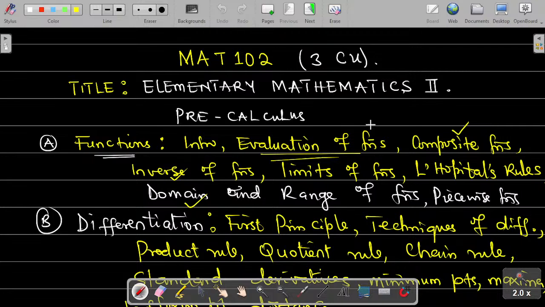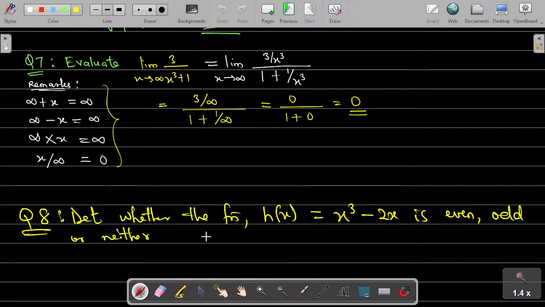Okay, so when it comes to, and I think that's another point you need to take care of, types of functions. So please take note of that, types of functions. So there you are going to see even and odd functions. You will see one-to-one, onto functions. You also see bijective, surjective, and the rest of that. Okay, so now let's go.